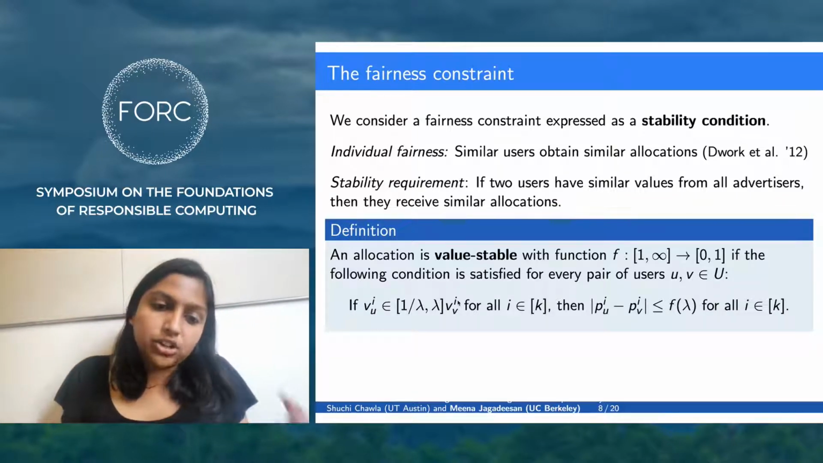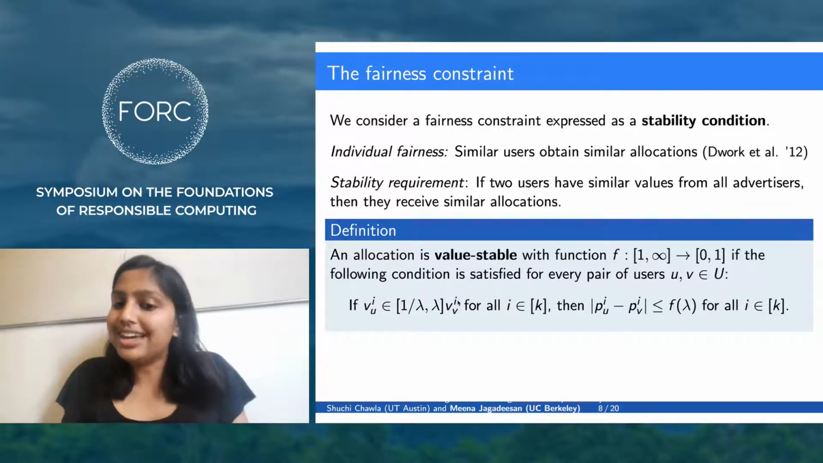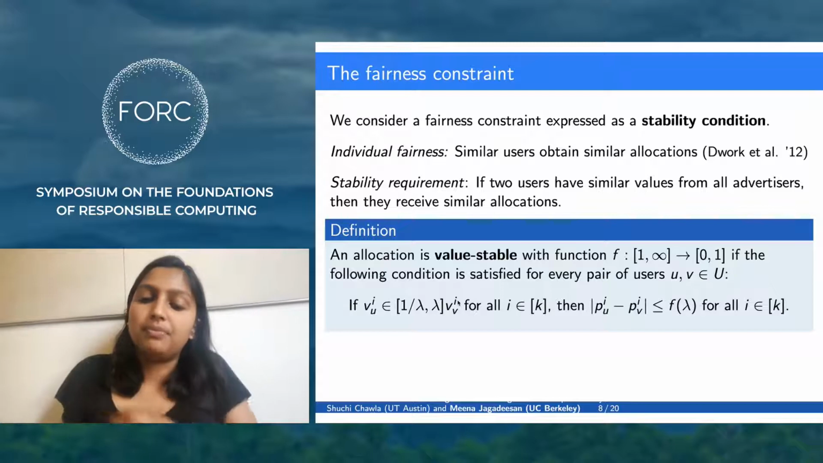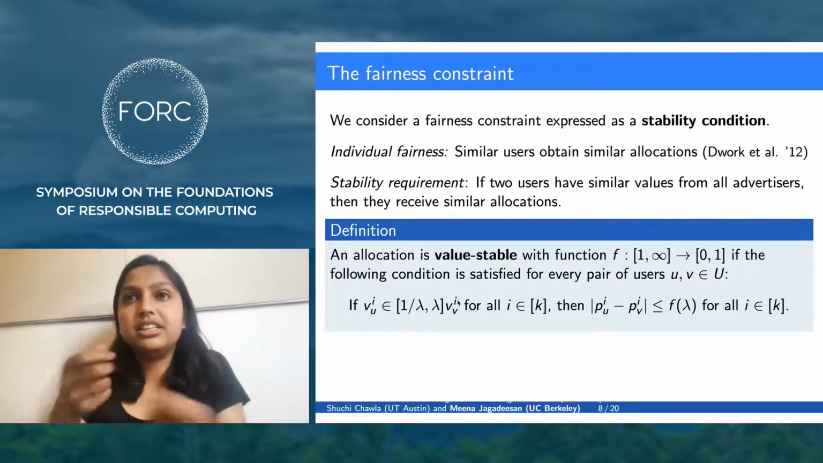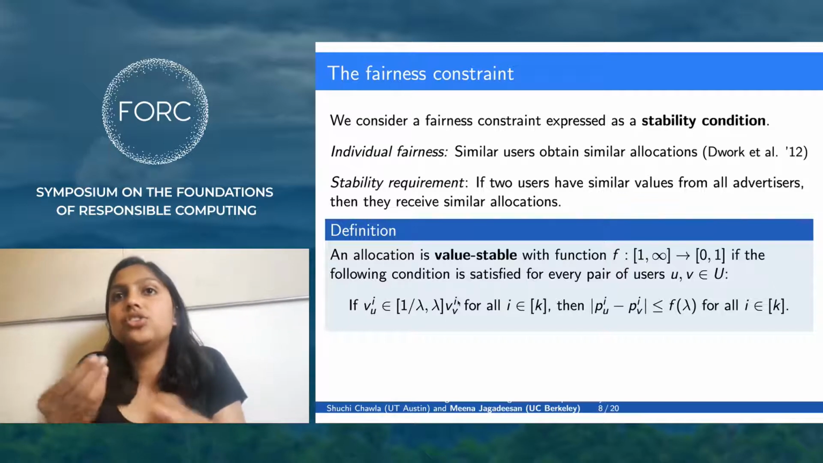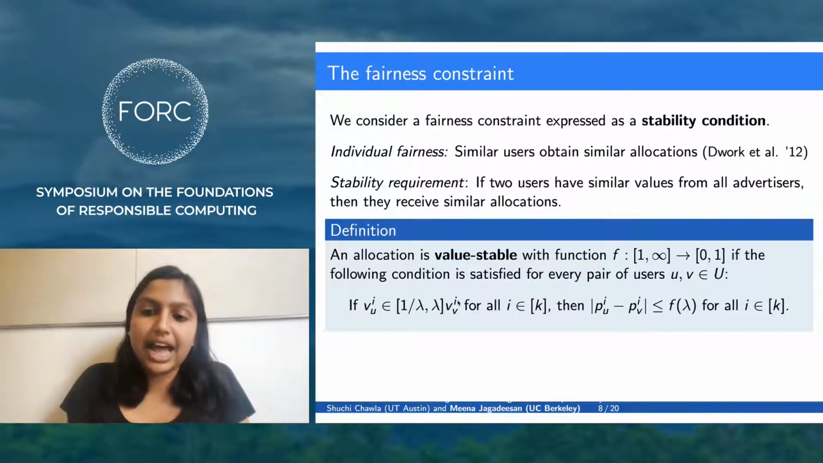Here we measure closeness in values multiplicatively so that our definition is scale invariant, and we measure distance in probabilities additively so that the difference corresponds to the probability that the two users have different outcomes for that ad.